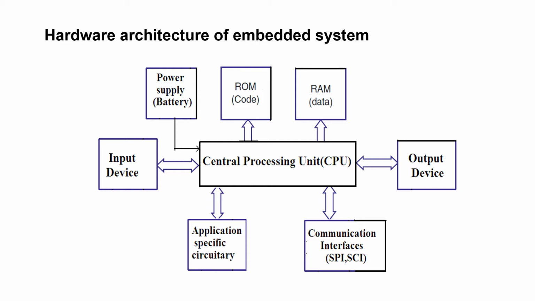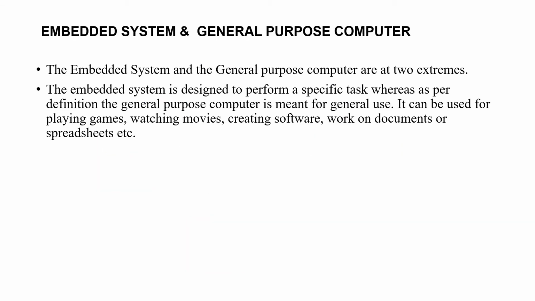Okay, so this is the hardware architecture of the embedded system. Next we see embedded system and general purpose computer. So what is the difference between an embedded system and a general computer? General computer means whatever we have, laptop or general PC. What do we do on a general PC generally? What is the difference between embedded system and general purpose system? General purpose means the general purposes for which we are using it.